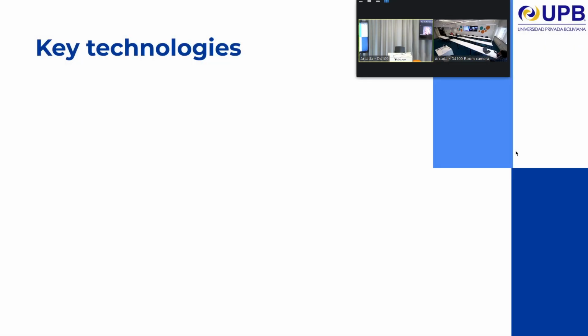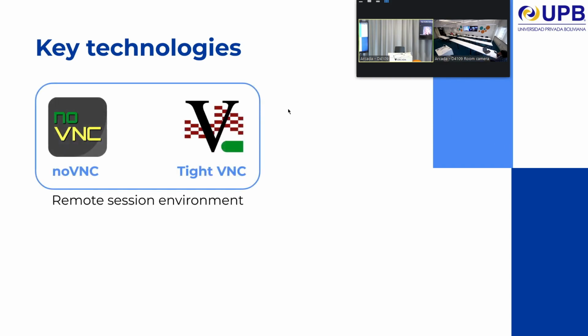Okay, now I will present some technologies that we used in order to achieve the functionality of this solution. First, to create the remote session environment, we use a well-known system called VNC, a desktop sharing system. And we use noVNC, an open source project that creates a VNC client using JavaScript and HTML. We use TigerVNC, a VNC server, and we installed this in the host machine that we want to access.